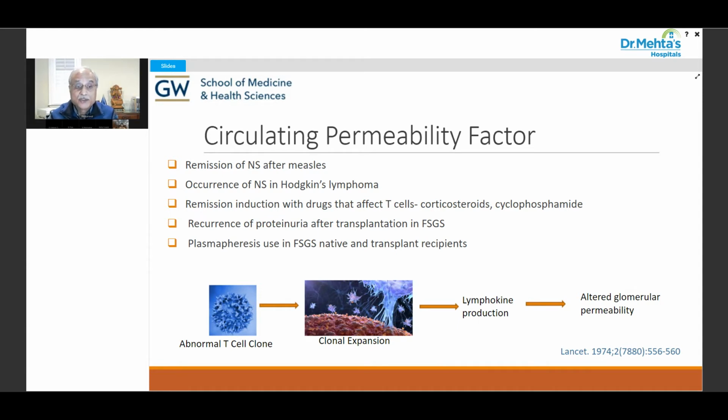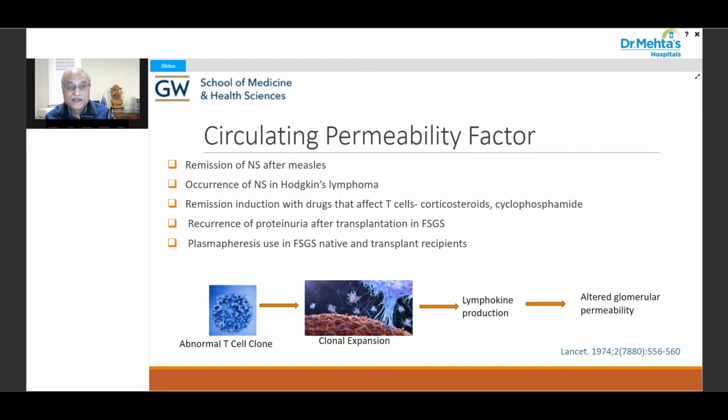In fact, Dr. Shalhoub, who proposed this way back in '74, was an adult nephrologist at the Veterans Administration Hospital in Washington, D.C., and actually, quite frankly, lived quite close to where I used to live when I was in D.C., although I have never met him personally. He proposed that there is an abnormal clone of T cells that expands, produces lymphokines, and then leads on to altered glomerular permeability. And how does that happen? Does it cause damage to podocytes? He had no clue, and he left it at that.